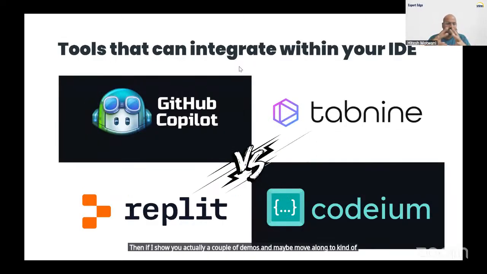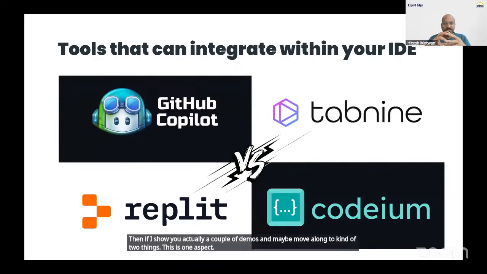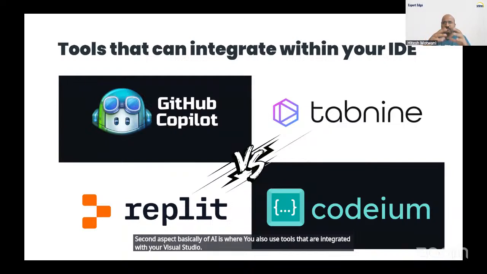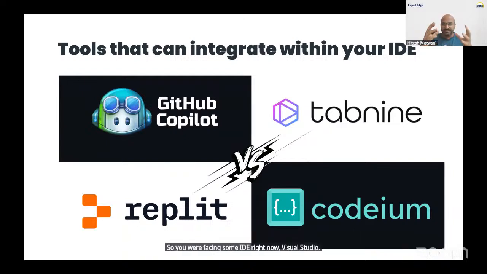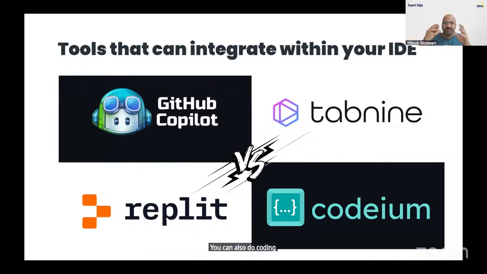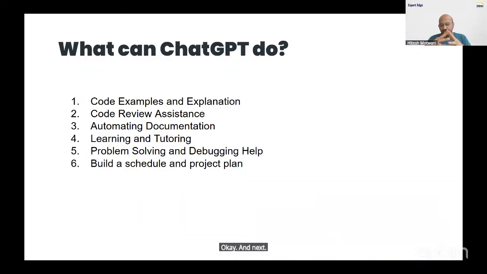This is one aspect. The second aspect of AI is where you can also use tools which are integrated with your Visual Studio. So you must be using some IDE right now, Visual Studio, or Jenkins or anything for that matter, right? You can also do coding through them within your IDE as well. Okay, and you can actually do a lot of things over here.